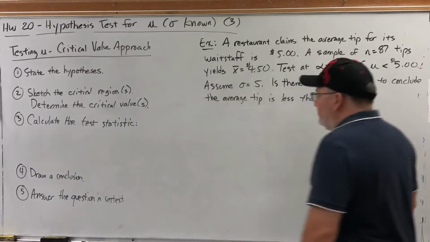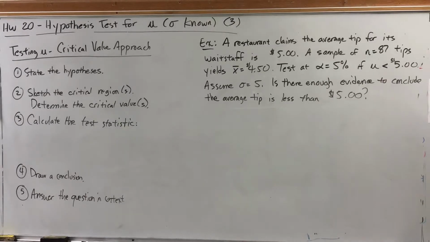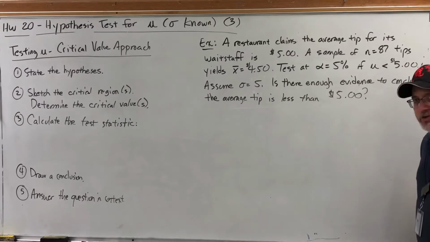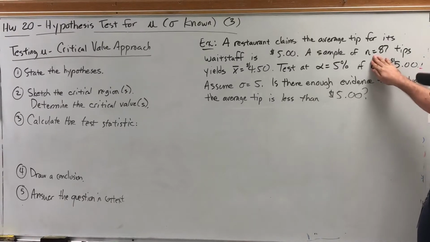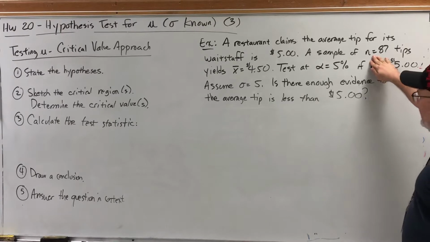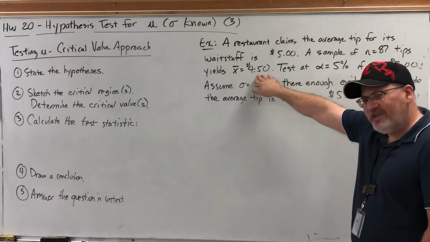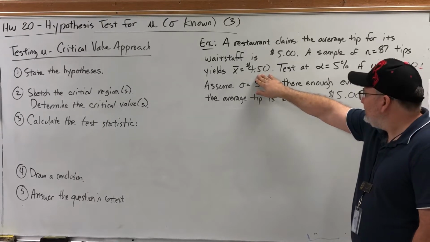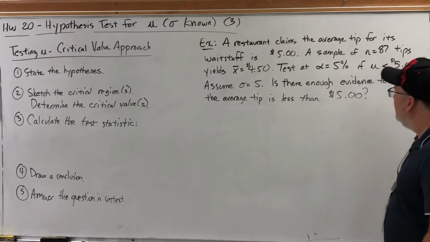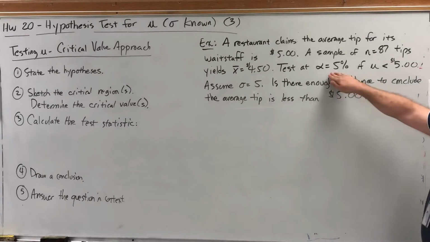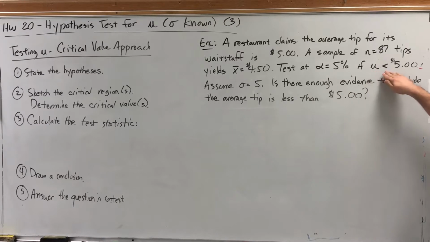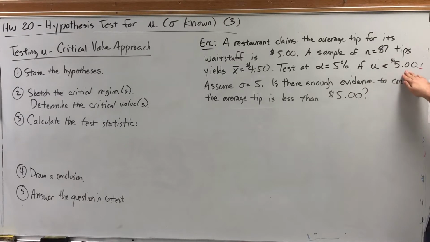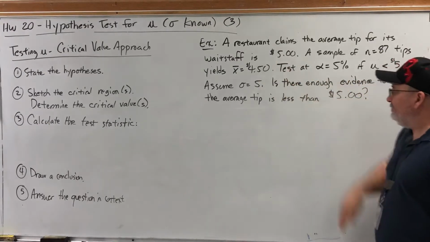So let's take a look at this example and go through all 5 steps. A restaurant claims the average tip for its wait staff is $5. A sample of n equals 87 tips yields a sample mean of $4.50. That's contradicting what the restaurant claims. We're going to test at alpha equals 5% the significance level if the population mean is actually less than $5, because our evidence suggests that.